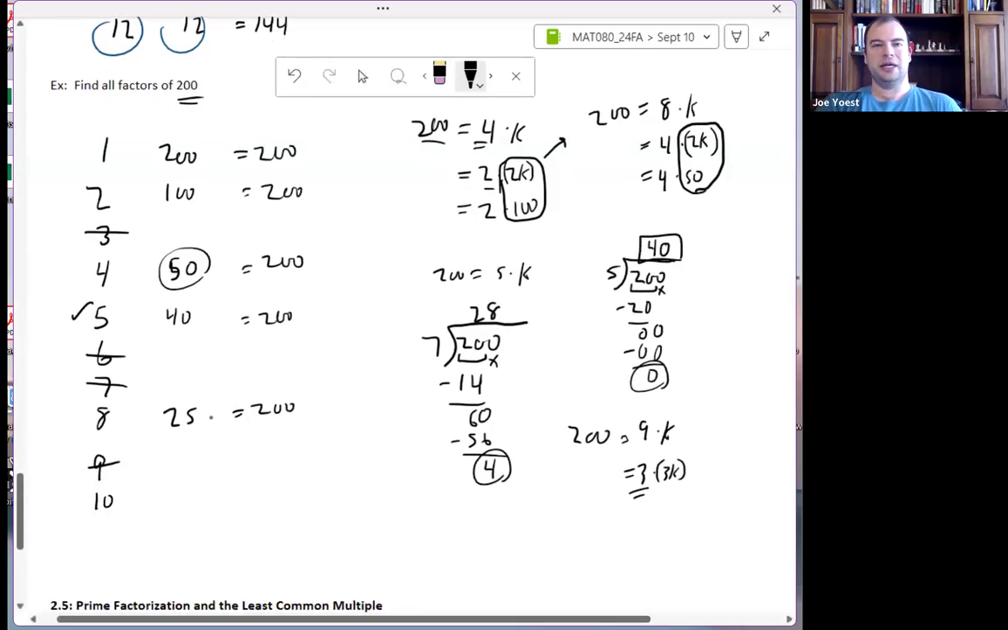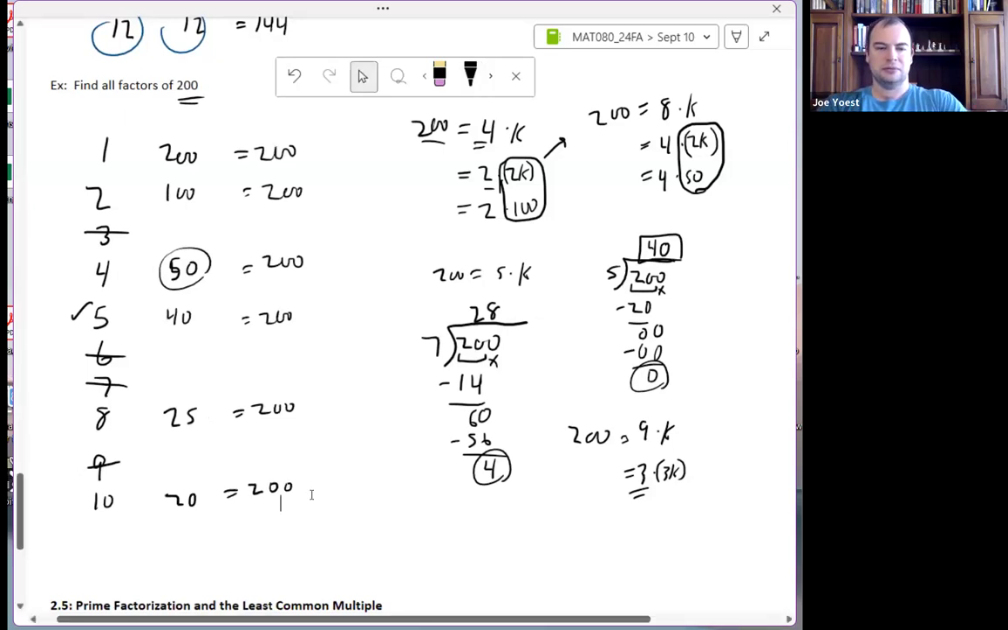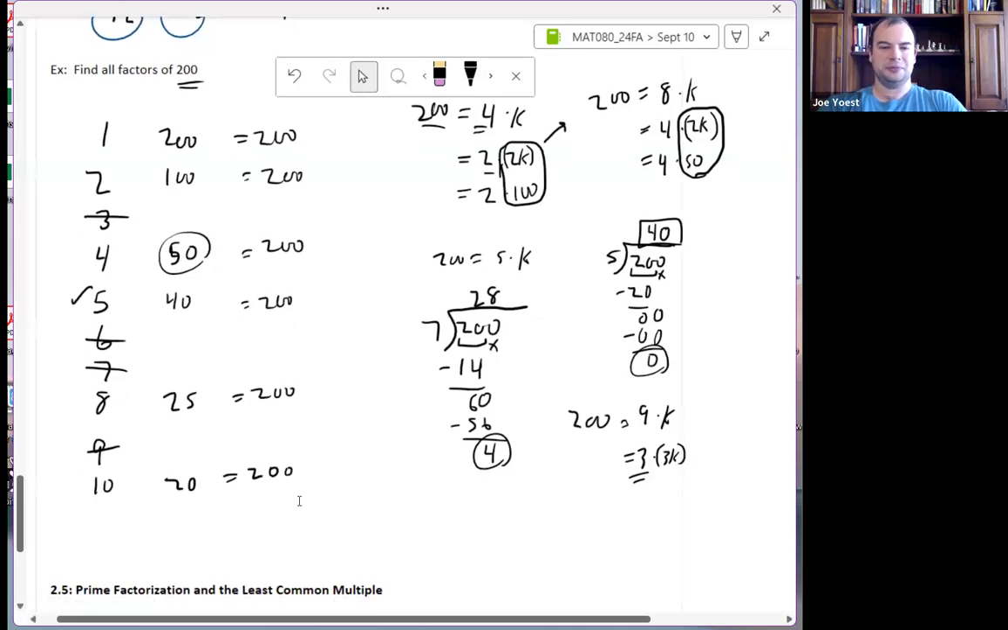Is 200 divisible by 10? Does it end in a 0? Yes, it does. It's 10 times 20, which I think we can see pretty easily. Or if we didn't see that right away, we could always do long division and get 200 divided by 10 is 20.